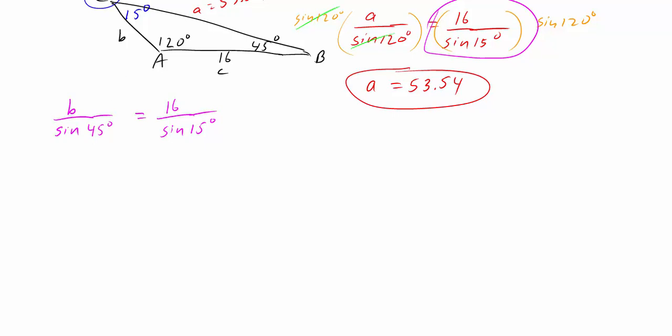So now again, here to solve for this, we need to get the sine of 45 off the bottom. So we could certainly just multiply both sides of the equation by the sine of 45 degrees. And once we do that, we'll be left with b is equal to 16 over the sine of 15.